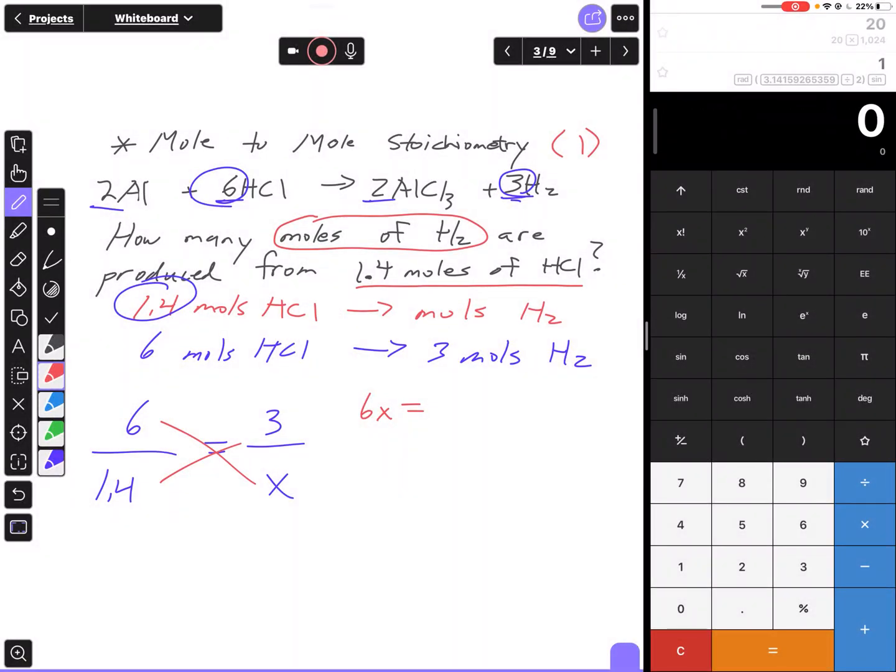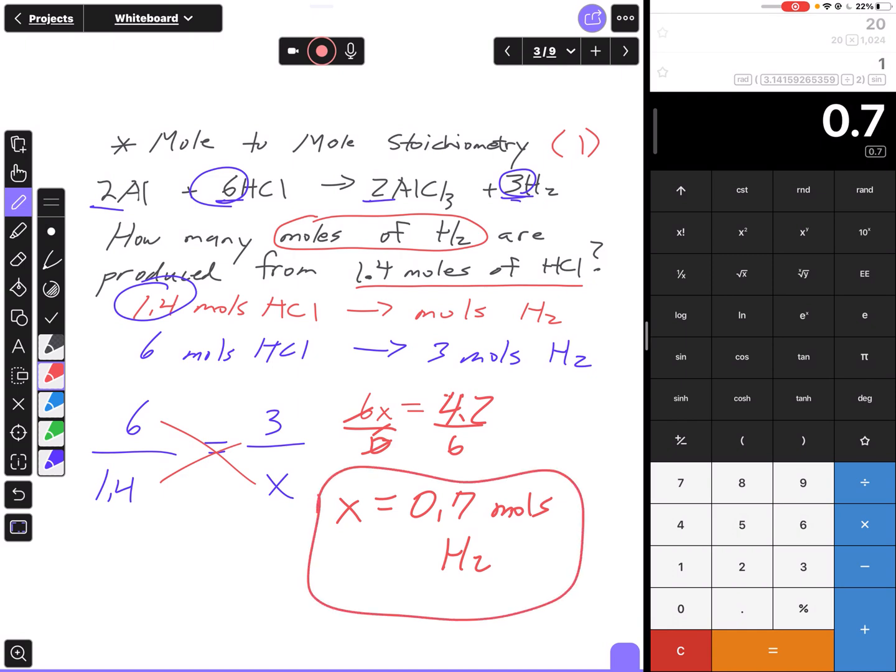that would be 3 times 1.4, which would equal 4.2. Divide both sides by 6 to solve for X. My answer, X is 0.7, and my units now, I went from moles of HCl to moles of H2. That's a one-step problem using the balanced equation, the coefficients to do that.